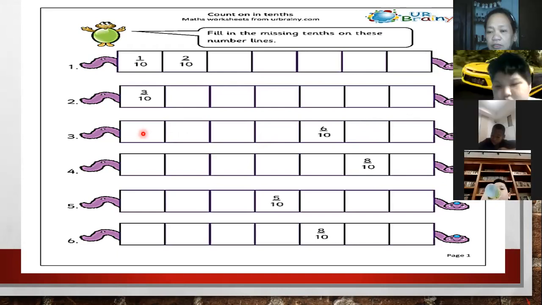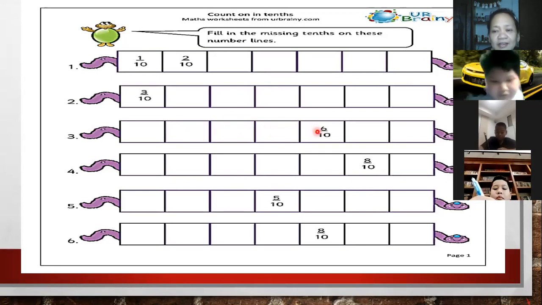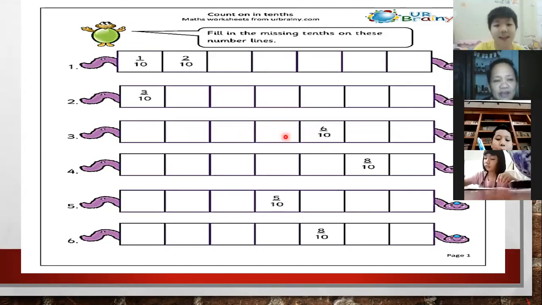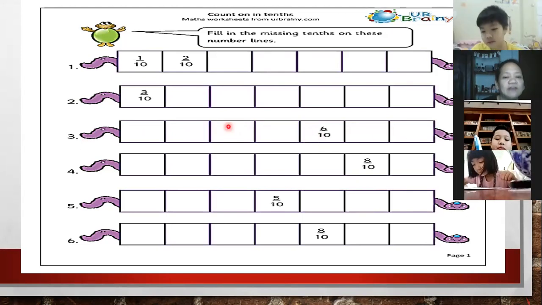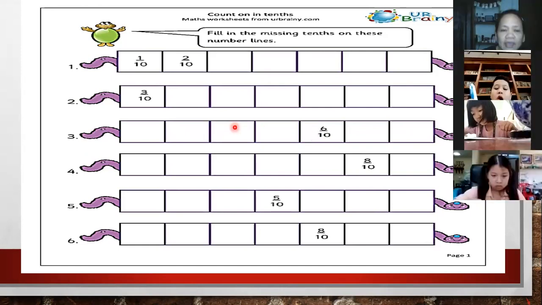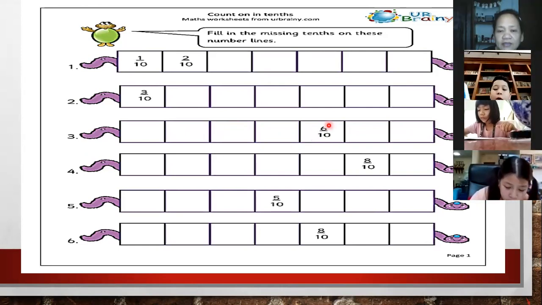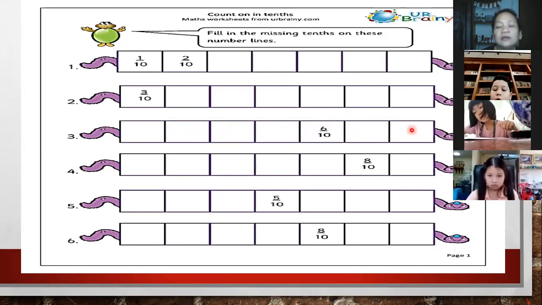Start with 2 tenths, 3 tenths, 4 tenths, 5 tenths, 6 tenths, 7 tenths, 8 tenths. Okay, start with 2 tenths, followed by 3 tenths, 4 tenths, 5 tenths, and this is 6 tenths, 7 tenths, and 8 tenths. Okay, number 4.